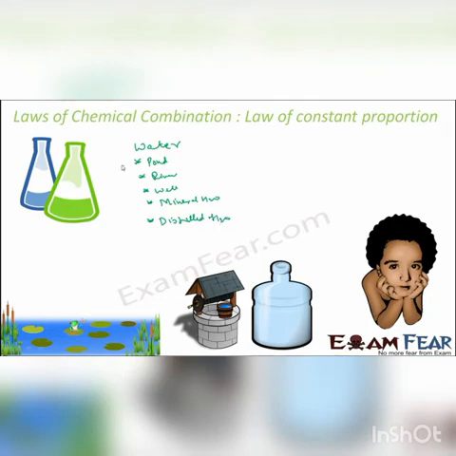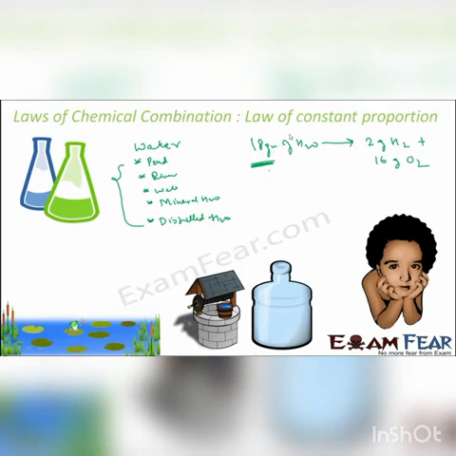You have water from different sources. If you try this in your lab, you will see that 18 grams of water, when you decompose it, will actually give you 2 grams of hydrogen and 16 grams of oxygen. Here also, the mass of reactant is equal to the mass of product: 18 grams, and this is 2 plus 16, 18. The first law holds true.